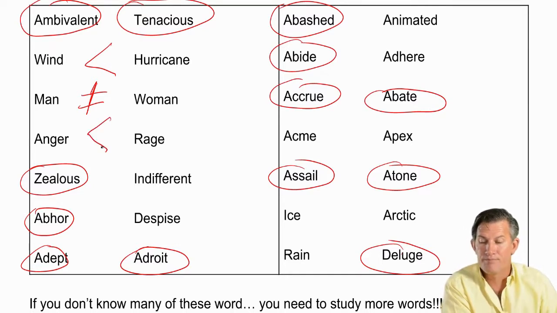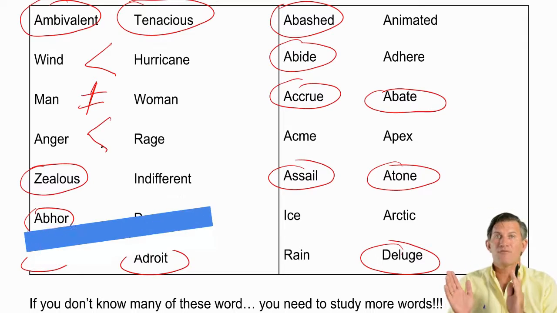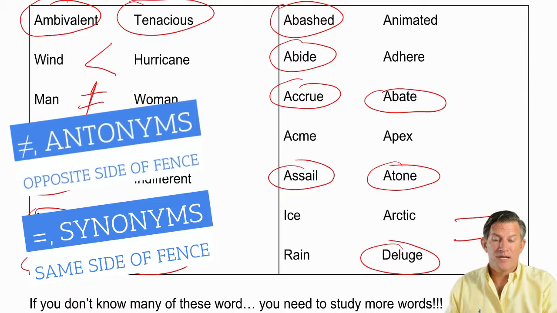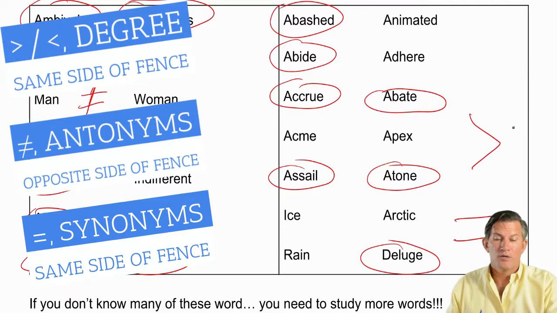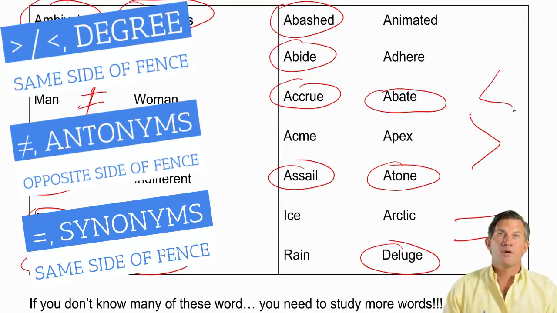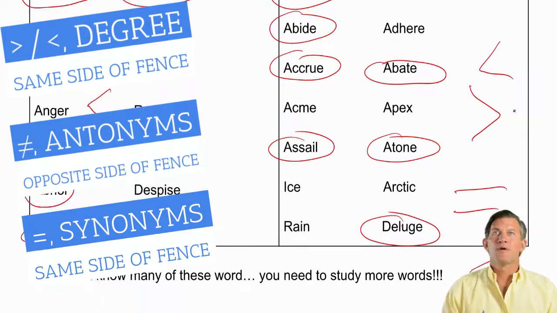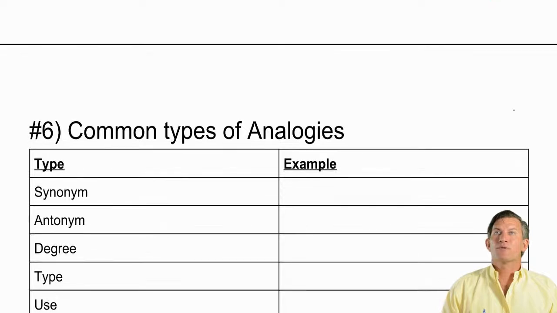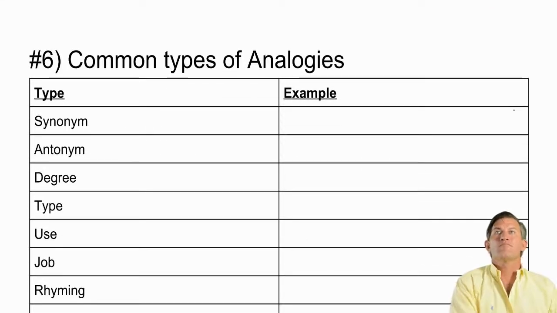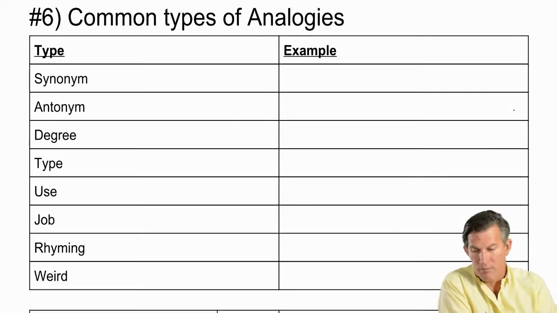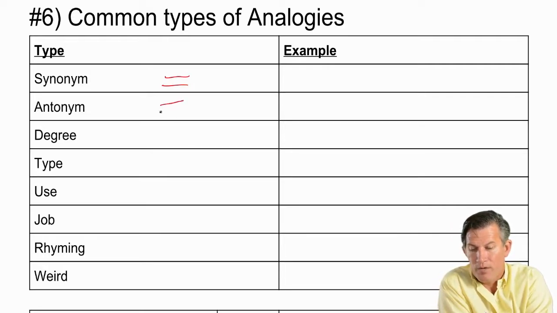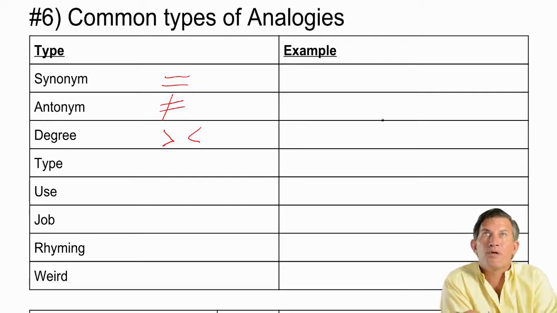Rage is greater than, okay? So if they're the same side of the fence, put equals, okay? If they're opposite side of the fence, they're antonyms, put unequals. If one's greater, go degree, greater than or less than, okay? Hope you understand. I'm sure you do. Okay, answers later. Common types of examples, okay? Well, we just showed the examples of synonym or antonym. Synonym would look like they're equal. Antonym are unequal. Degree is less than or greater than. What you're supposed to do is come up with a synonym.